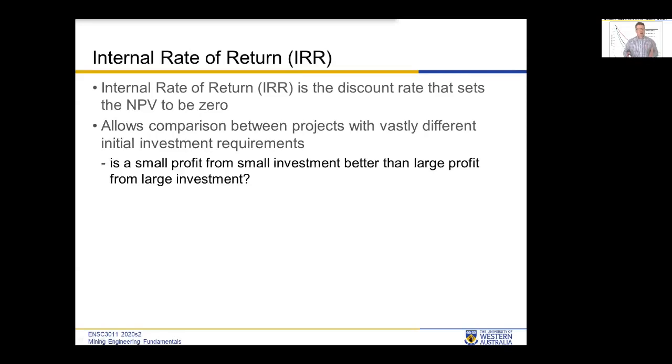So it's very hard to tell, is a small profit from a small investment better than a large profit from a large investment? It's hard to make that decision. And NPV doesn't tell you. So the NPV might be $5 versus $10, yeah, which one's better? Because I might be able to have 2 of the smaller ones.